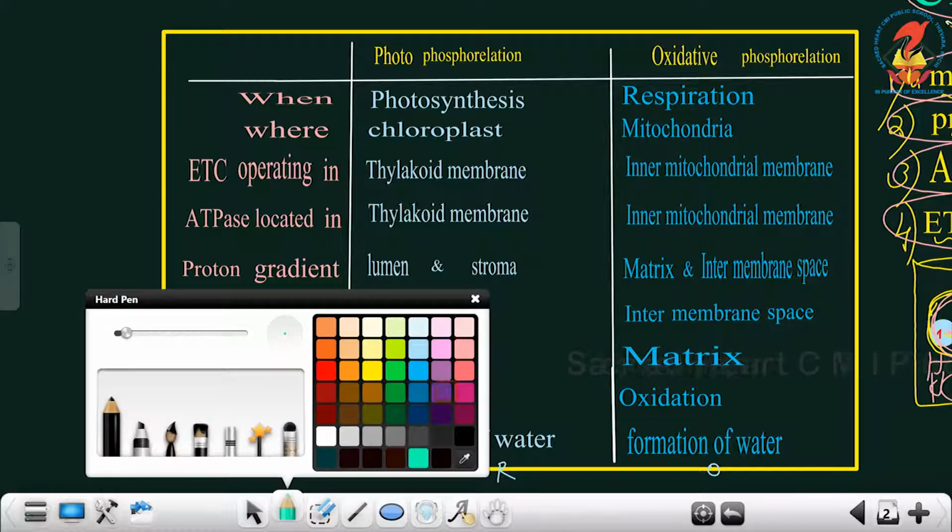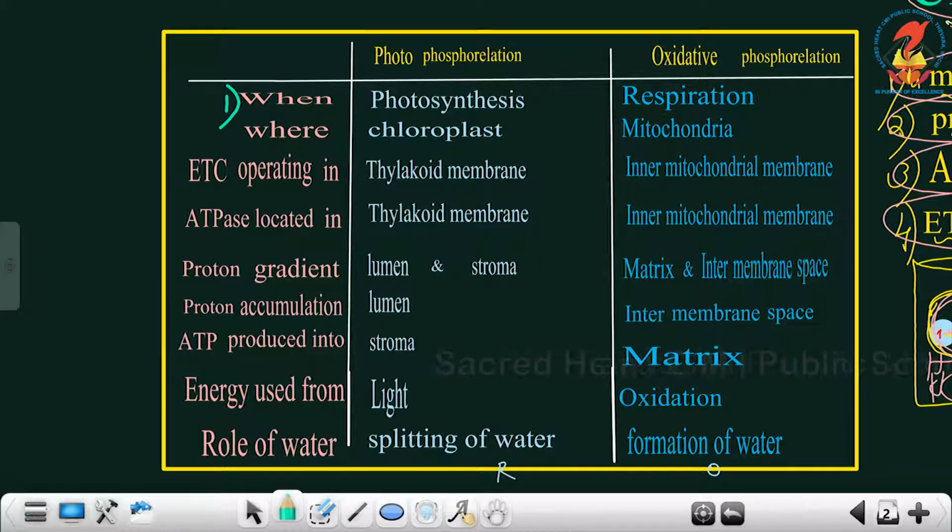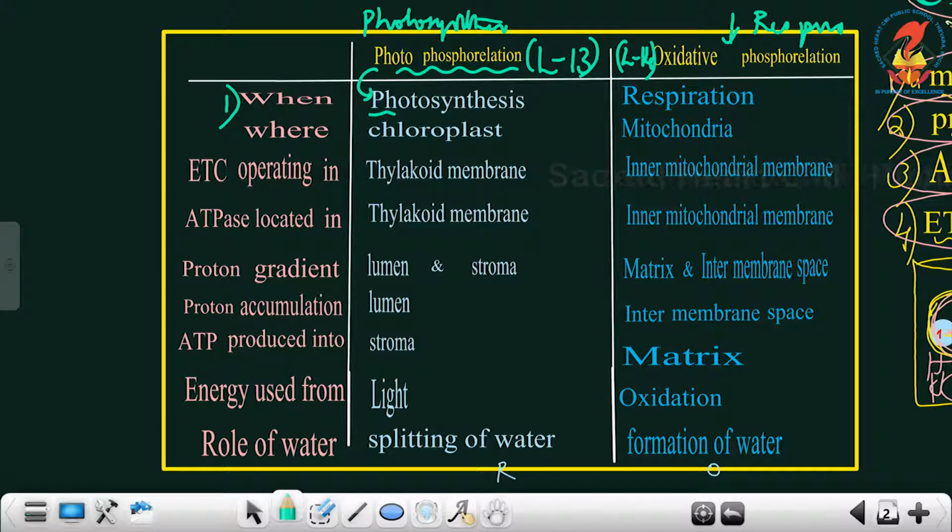So, the first parameter we are going to look into is the ETC operating in the chapter of photosynthesis, which is chapter 13, photophosphorylation, and the ETC operating in the chapter of respiration, that is chapter 14, which is oxidative phosphorylation. So, this side is applicable for chapter 13, photosynthesis in higher plants, and this side, oxidative phosphorylation, is applicable for respiration in plants.